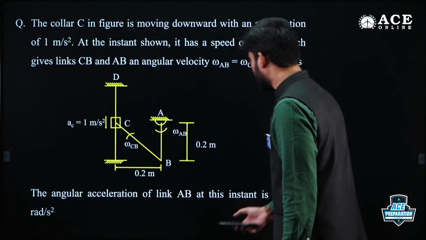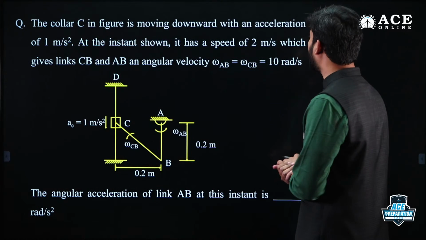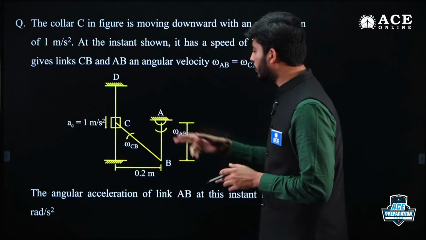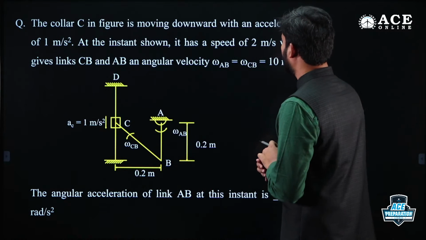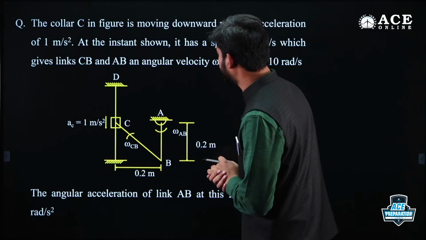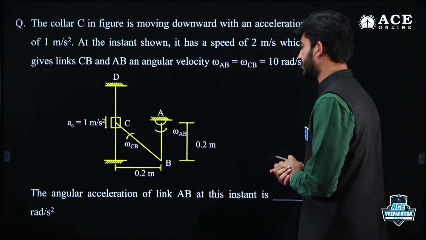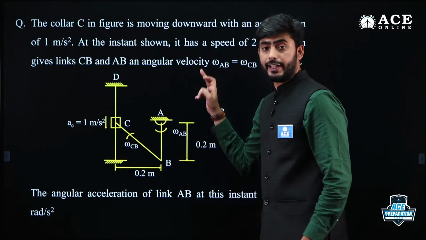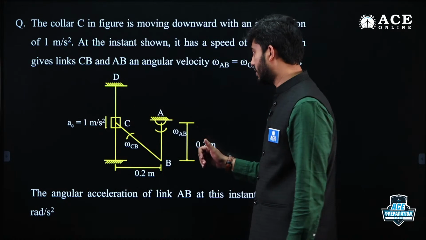Okay, this is another question. The collar C in the figure is moving downward with an acceleration of 1 meter per second squared. At the instant shown, it has a speed of 2 meter per second, which gives the links CB and AB angular velocities. The angular velocity of input link AB is given to you, and that of the coupler link BC is also given to you.